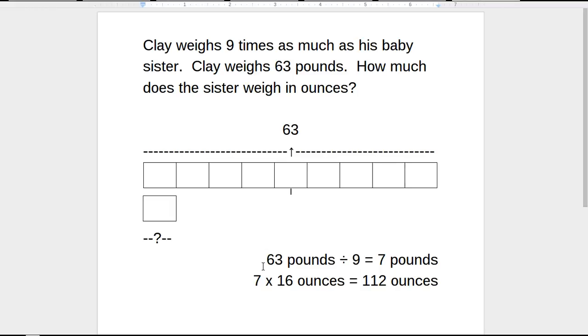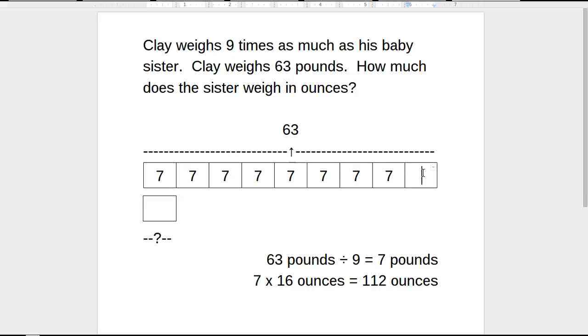Now, the first math problem I did here is I took that 63 pounds that Clay weighs, and I divided it by 9 because I want to know what the weight per pound is in each of these. And I came up with 7. 63 divided by 9 is 7. So each one of these little squares is 7 pounds. Each one of these is 7 pounds. And I'm going to type that in here just so we can make it clear.